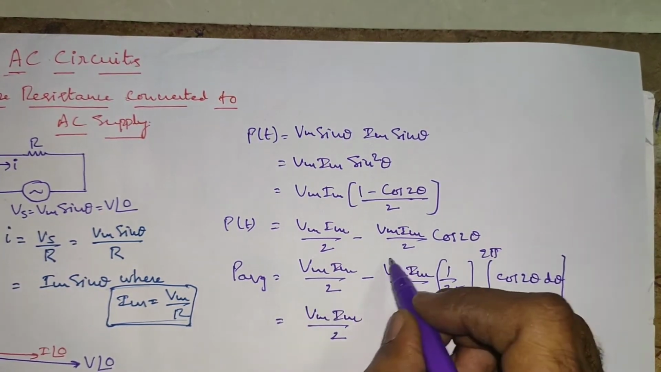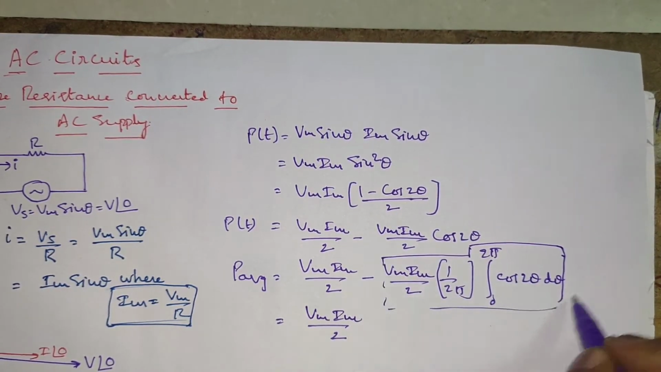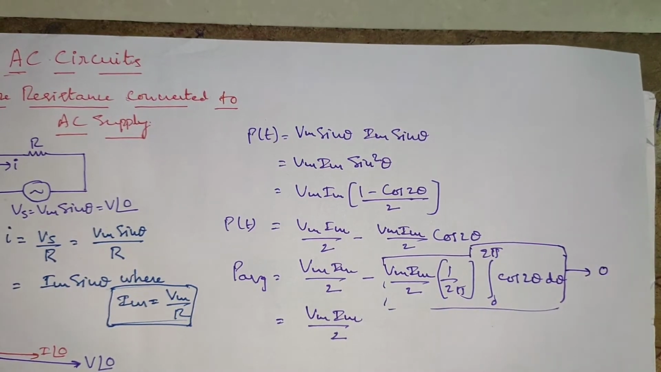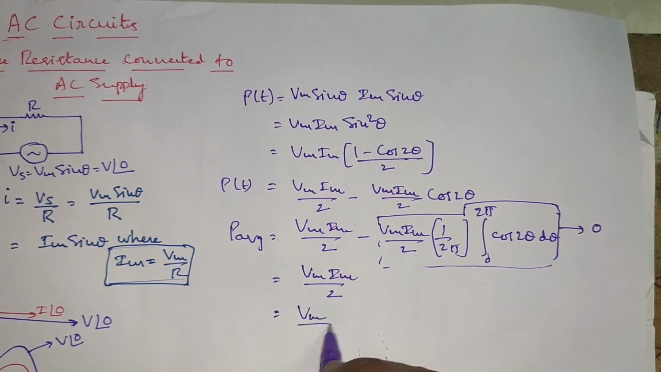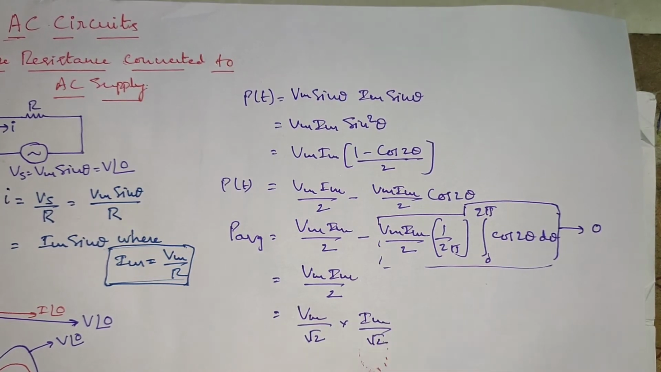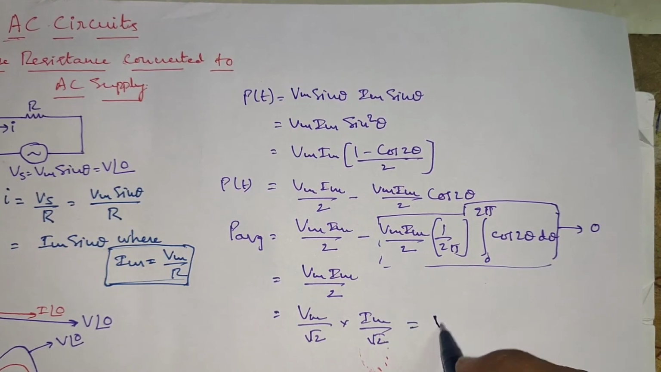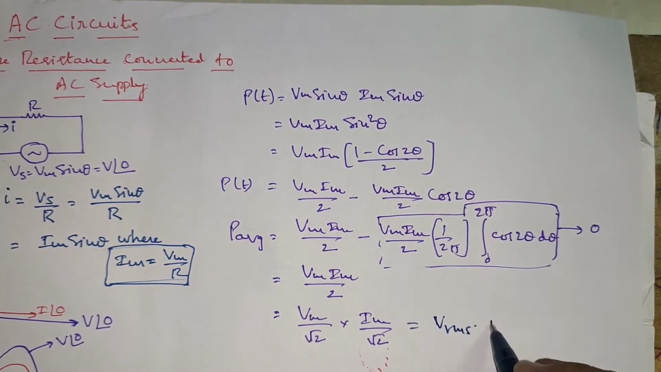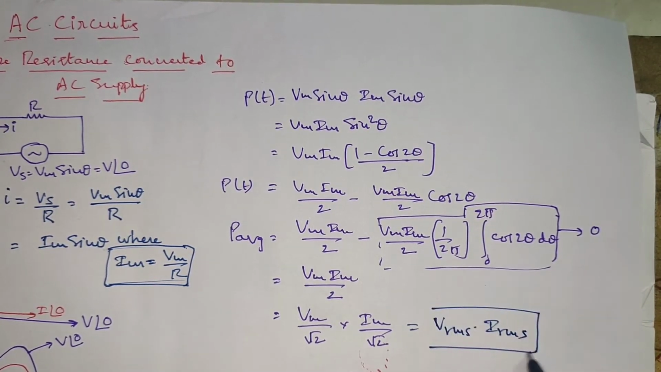This entire term is going to be equal to 0, and this can be written as Vm by root 2 multiplied by Im by root 2, and we know that for sinusoidal alternating quantity Vm by root 2 is nothing but Vrms and Im by root 2 is nothing but Irms. Hence the P average can be written as Vrms multiplied by Irms.